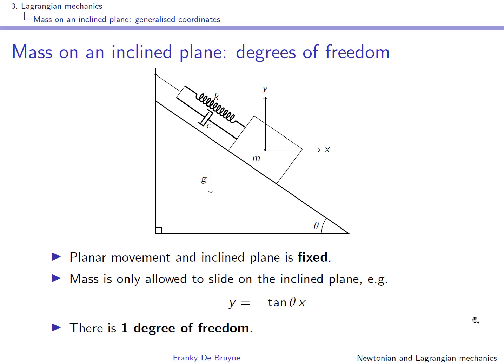We'll now review the concepts of degree of freedom, constraint, and generalized coordinates that we've just introduced on a very simple example, which is the mass on an inclined plane, and then we'll review it also in an example that we already know, which is the pendulum on mass. Here the mass is constrained to move in a planar movement, and it's forced to move on this inclined plane, and you have its equation over here. So it's very obvious that you have only 1 degree of freedom.